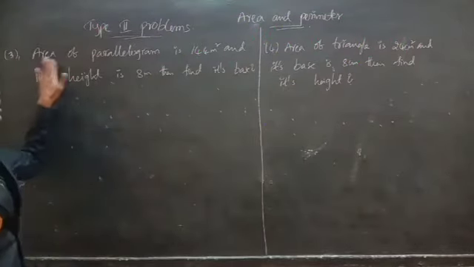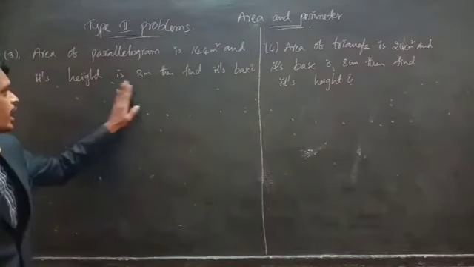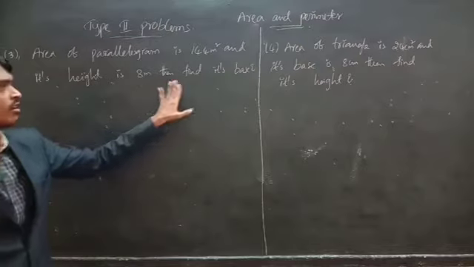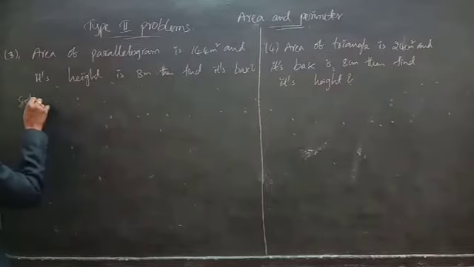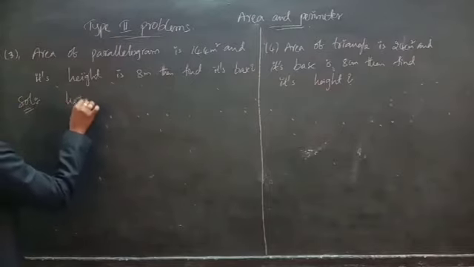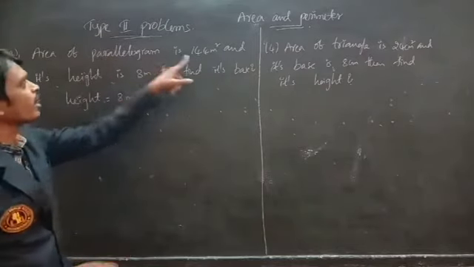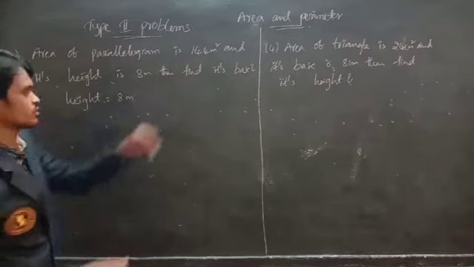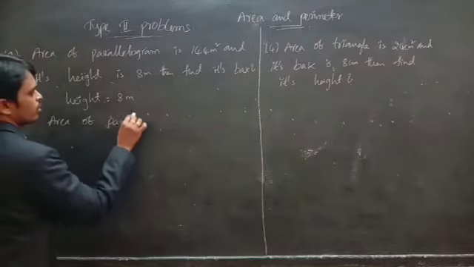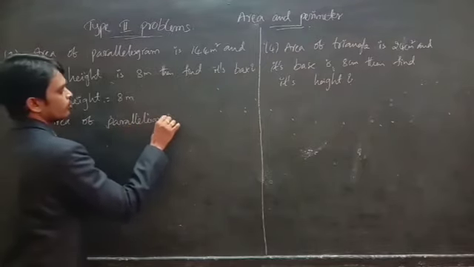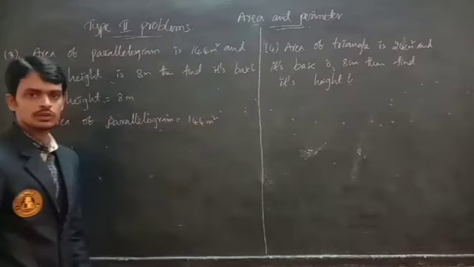Now, third problem. Area of a parallelogram is 144 meters square, and its height is 8 meters. Then find its base. So, what is given? Solution. Height of the parallelogram is 8 meters, and the area of the parallelogram is also given, 144 meters square.